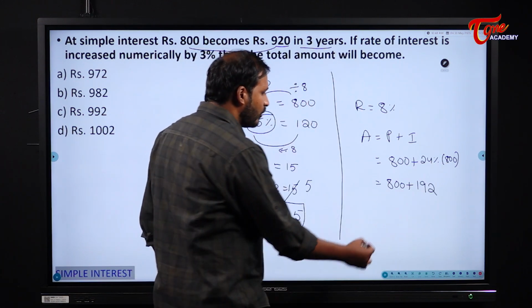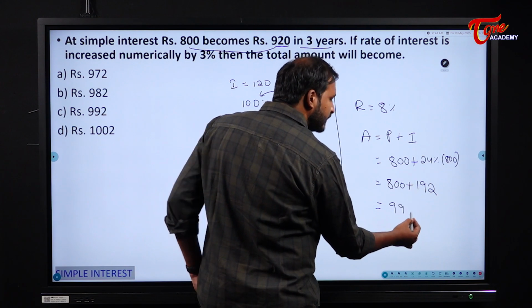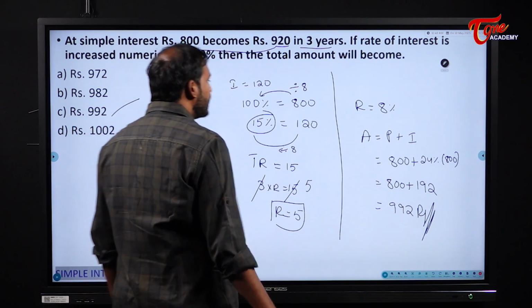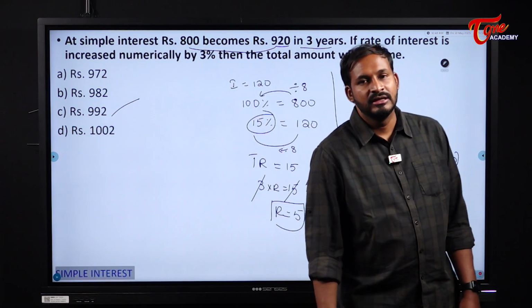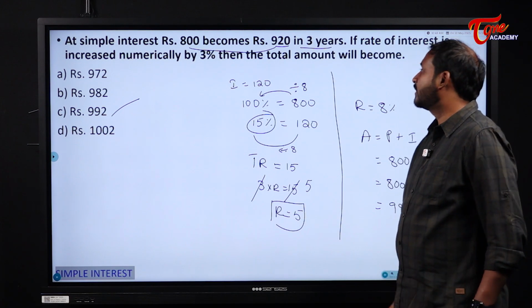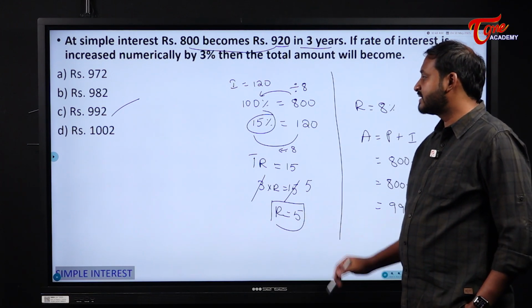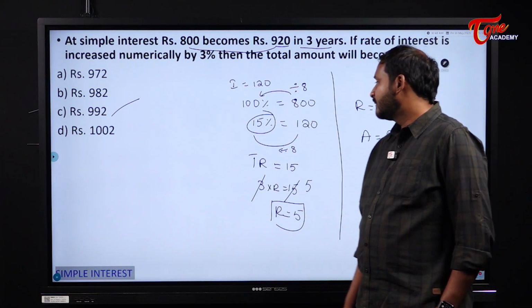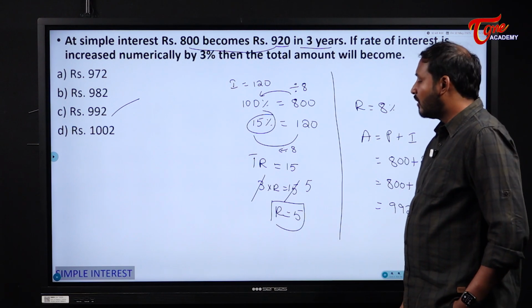So how much does it become? 992 rupees. That means you need to pay 992 rupees after 3 years. Okay. What the amount becomes means it becomes 992. Like this.